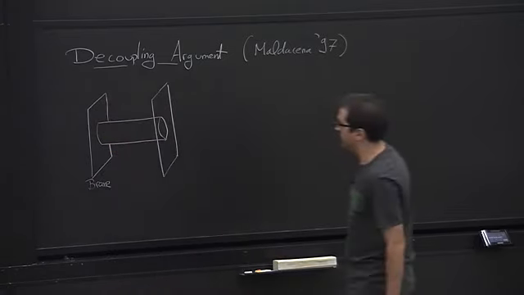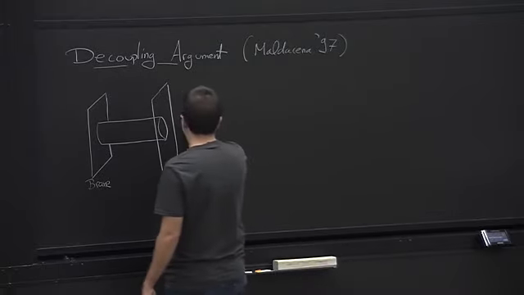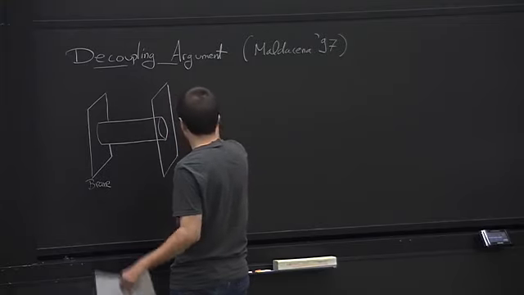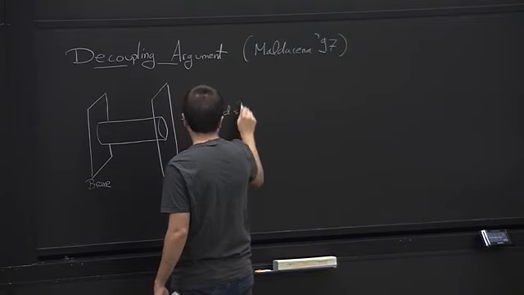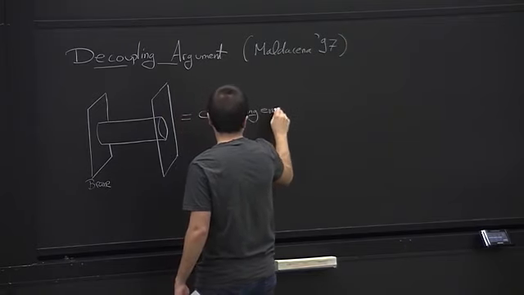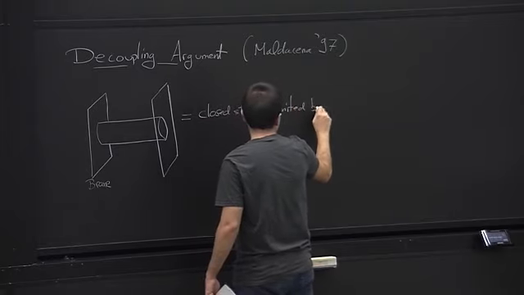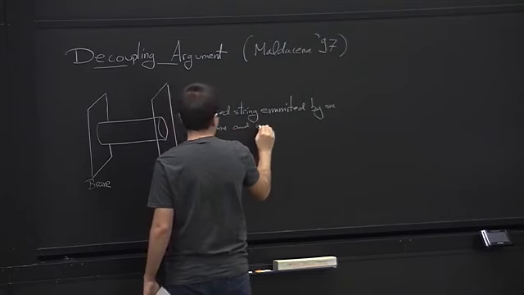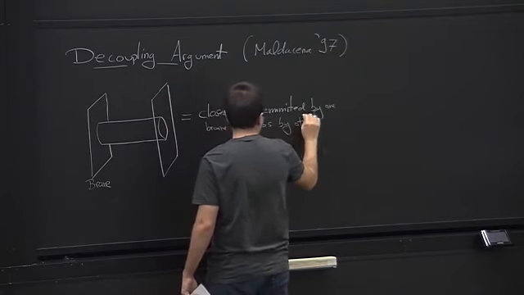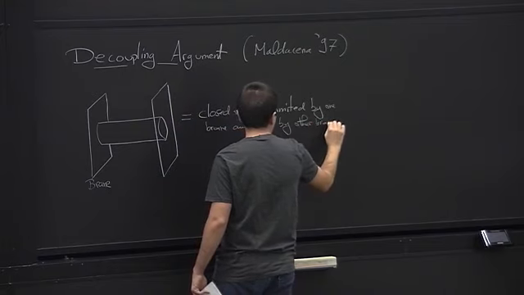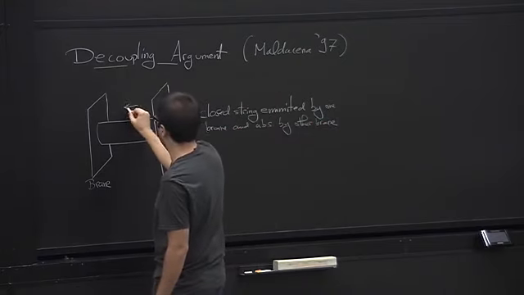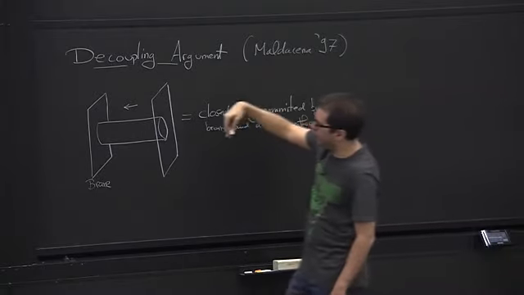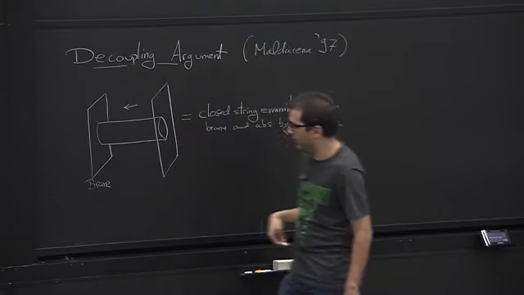Now, there are two ways of thinking about this. You can think of this as a closed string emitted by one brane and absorbed by the other brane. This is what you would say if you interpret the time as going in this direction, where you have some closed string that propagates and is absorbed by the other brane.